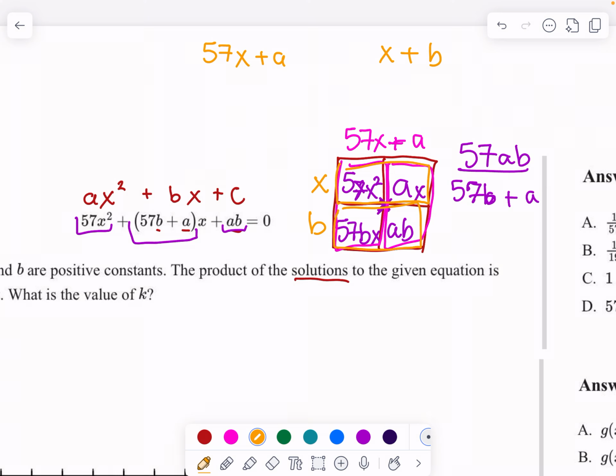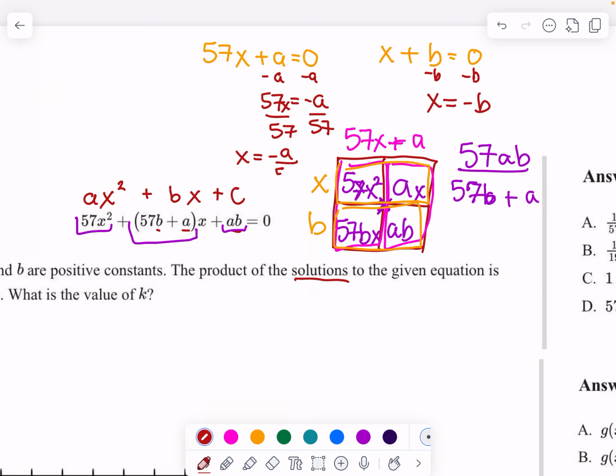And then what we do with factors to solve them is we set them equal to 0 and then solve for x. So I would subtract a, subtract b. So on this side, x is equal to negative b. And then on this one, we would have 57x equals negative a. Divide by 57, divide by 57, and our x would be a fraction, negative a over 57.